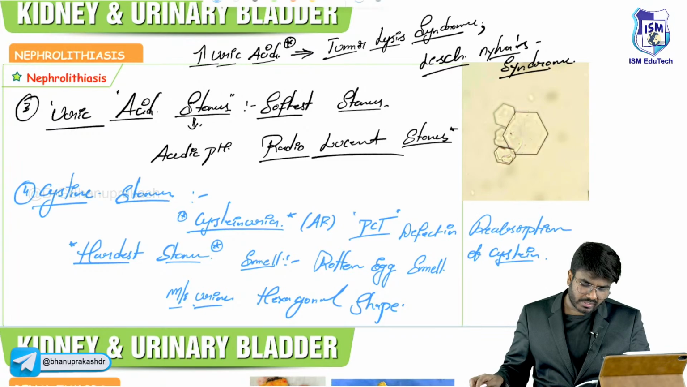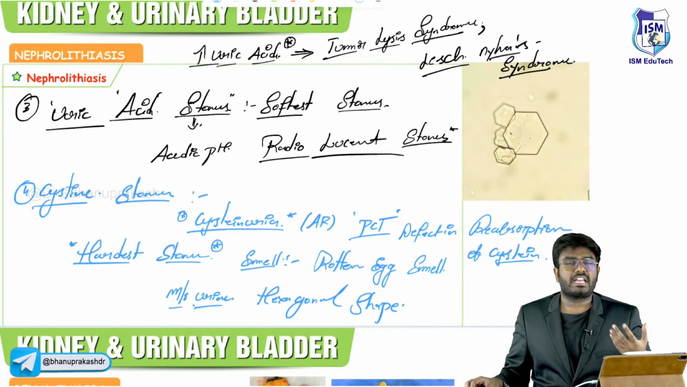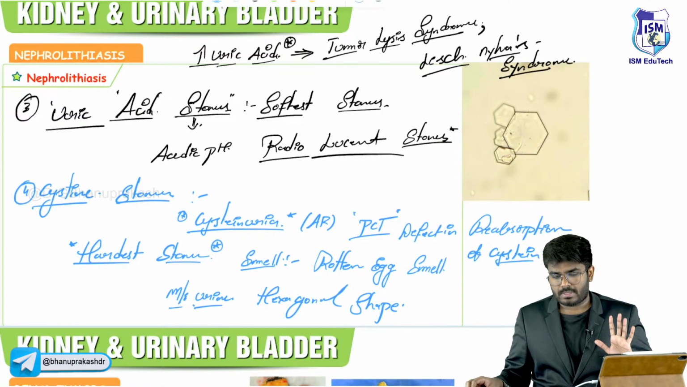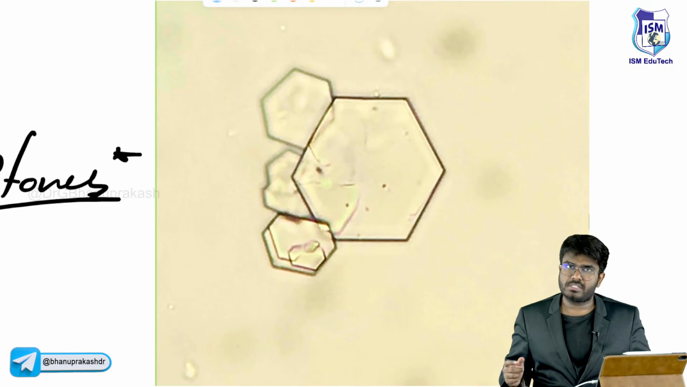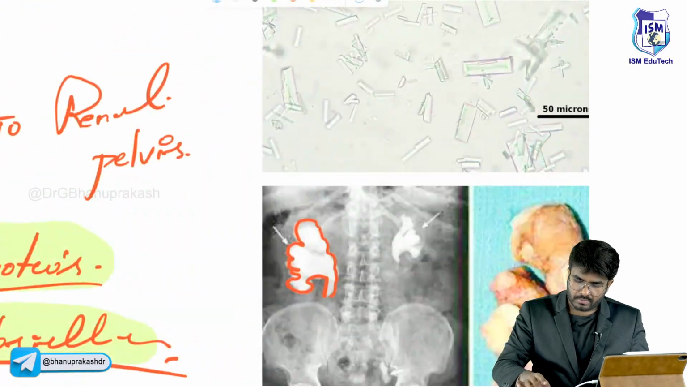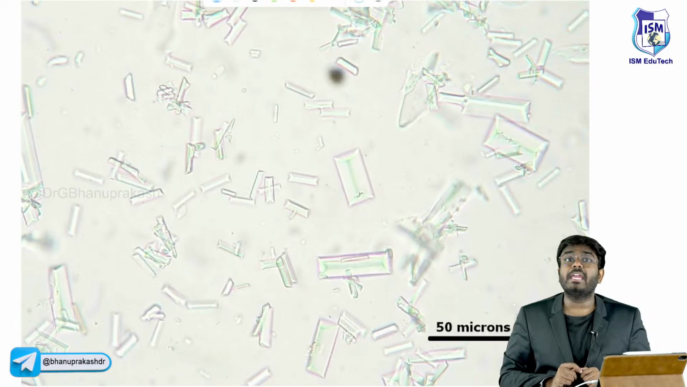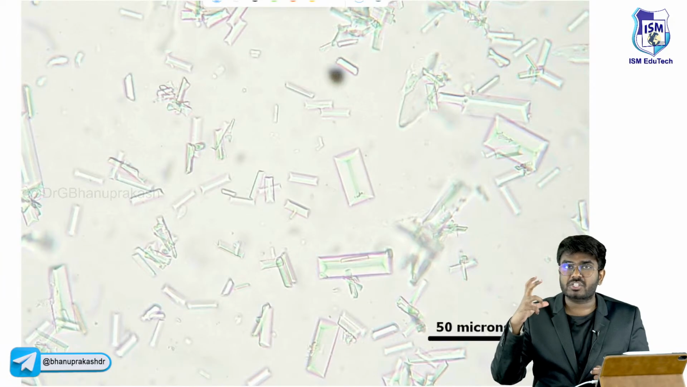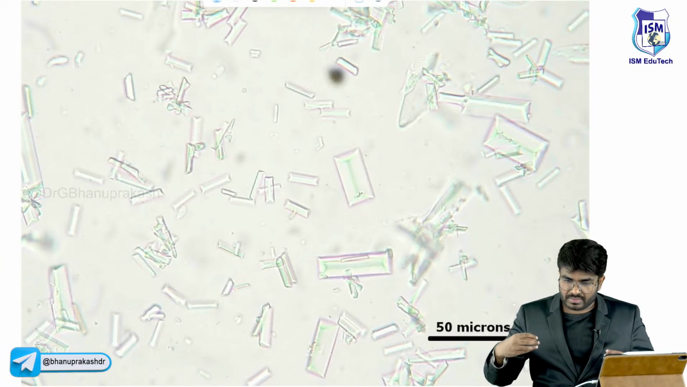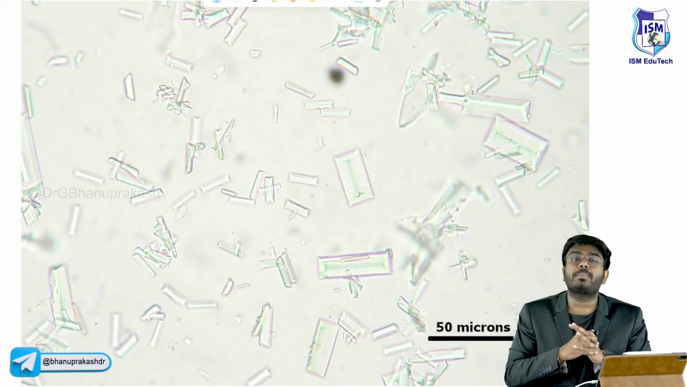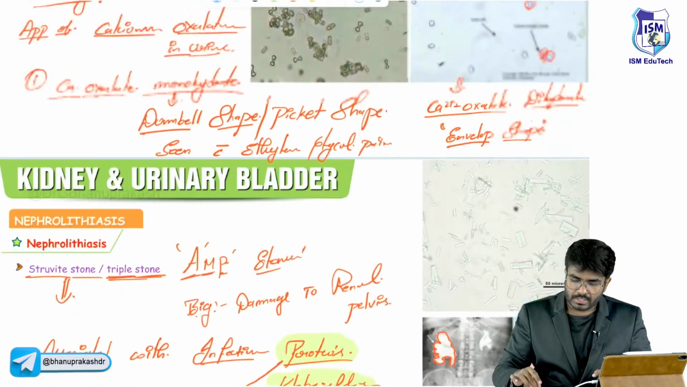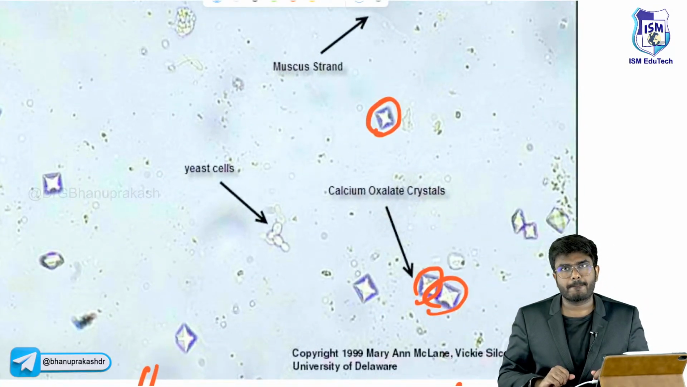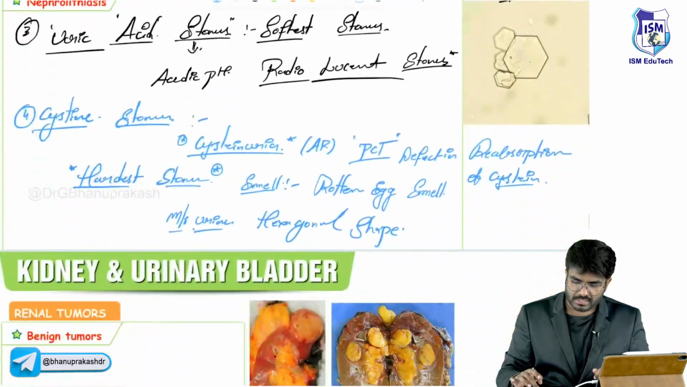Next, we have also completed the four types of stones that I have discussed: calcium stones, AMP stones, cysteine stones, and uric acid stones. Now, what is this image? Cysteine stone. This image, with the coffin lid appearance, is the AMP stone, or staghorn calculi, the bigger stones, where the stone occupies the entire pelvis and causes damage to it. The next type is calcium oxalate monohydrate and calcium oxalate dihydrate, calcium crystals under the microscope.